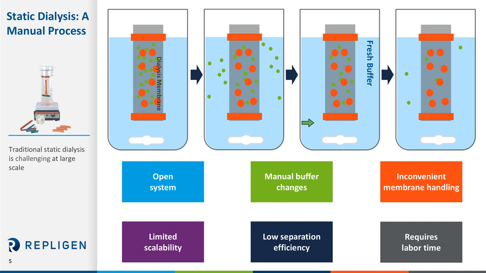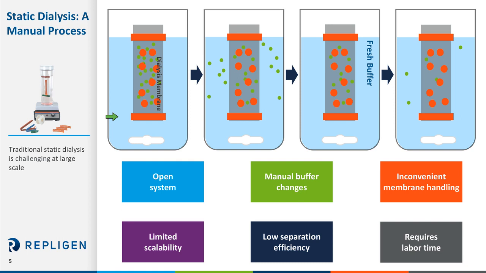So let me walk through this little cartoon of traditional static dialysis. In this drawing, you have a beaker. Blue would be your buffer. This is your dialysis membrane. The orange is your retentate, what you want to retain in your sample. And the green is the contaminant, what you're trying to eliminate.